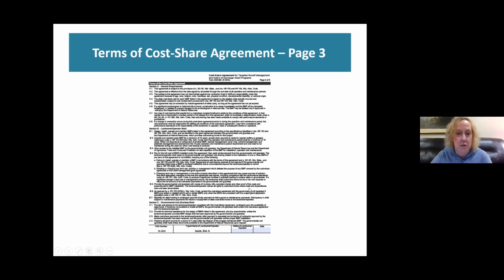And there's 3 sections on this form. Section A is the general requirements. Section B is the landowner or operator requirements. And section C down here are the governmental unit or grantee requirements, essentially expectations placed on you. So all parties to the agreement have a set of expectations in the conditions section.